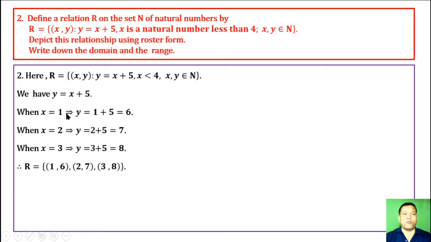Therefore, R consists of (1, 6), (2, 7), (3, 8). These three ordered pairs. Therefore, its domain is {1, 2, 3} and the range is {6, 7, 8}.